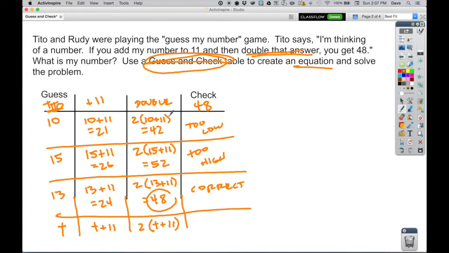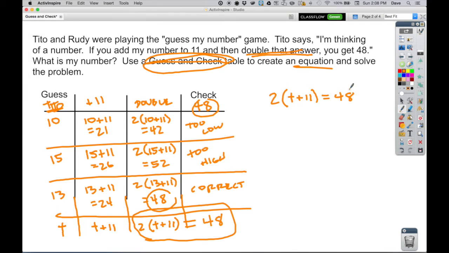Okay, and you can see how this is the same as all these other ones I've done up here, and this is why I was writing like 10 plus 11 instead of 21. All right, and what that's supposed to turn out to be is 48, so we drop that down here. And once again, it's these last 2 boxes that turn out to be our equation. All right? So now our equation to represent this situation is 2 times parentheses t plus 11 equals 48. So now if we use what we've learned about equations and solve it, we should get the same answer as what we got here, that Tito's number is 13.